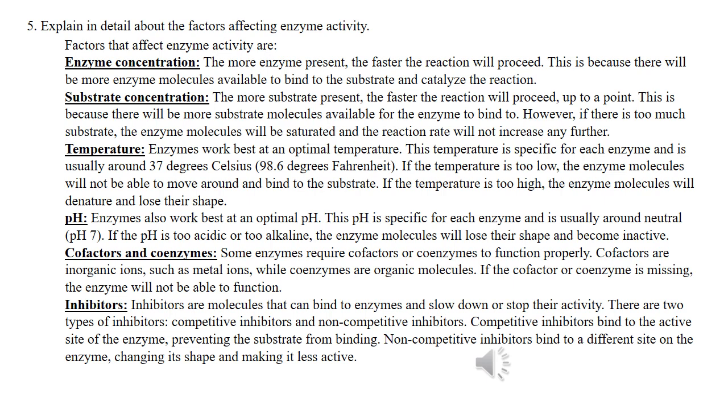pH: enzymes also work best at an optimal pH. This pH is specific for each enzyme and is usually around neutral, pH 7. If the pH is too acidic or too alkaline, the enzyme molecules will lose their shape and become inactive.